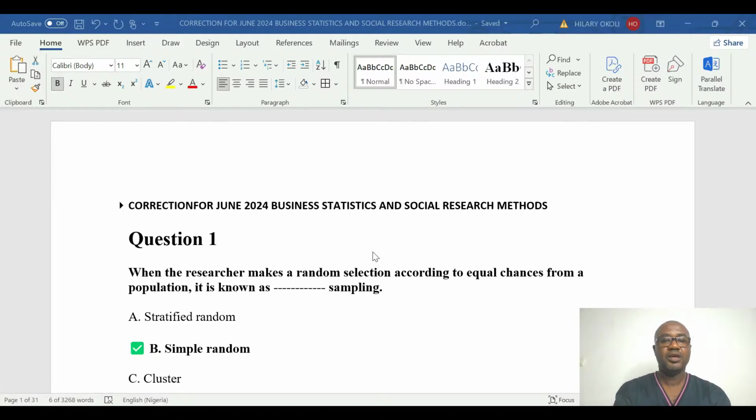Okay, welcome to this exercise. We are going to look at the correction on business statistics and social research method. We'll continue from yesterday's class.